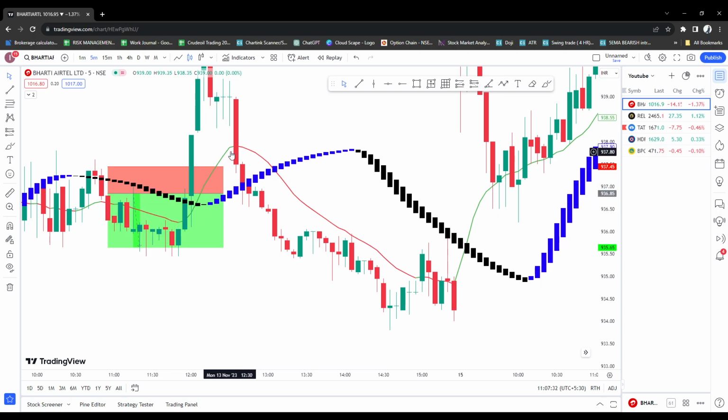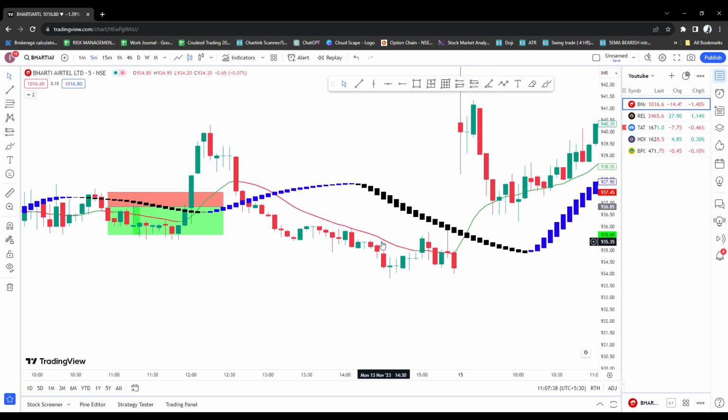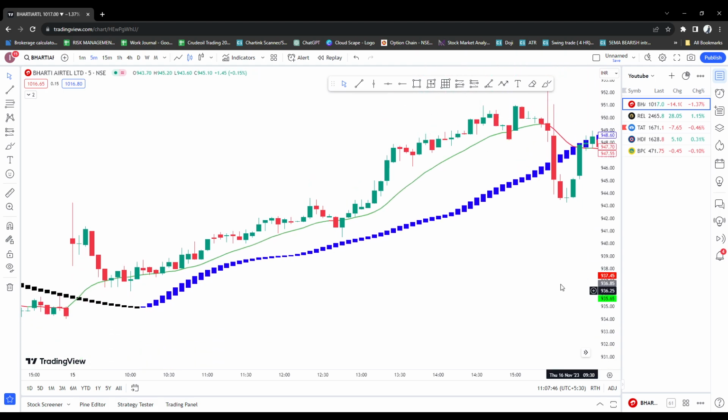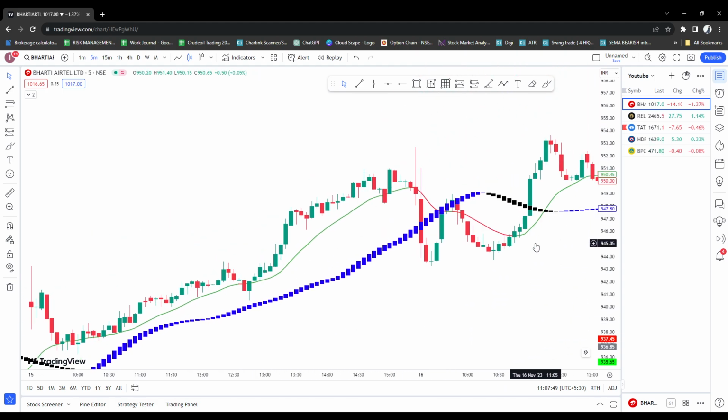Again what happened, green, from green it became red, but Heikin-Ashi did not change, so we don't enter this trade, and this market started going up. Here if you see green and blue, it means bullish, but we don't see any kind of proper support. Yeah, so we don't trade this at all.